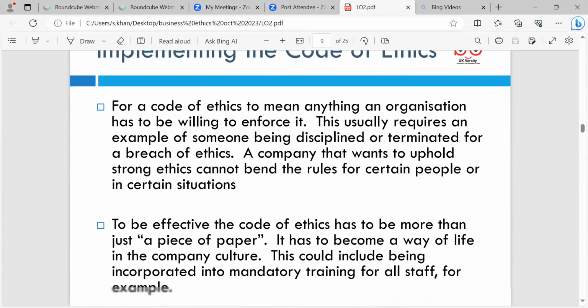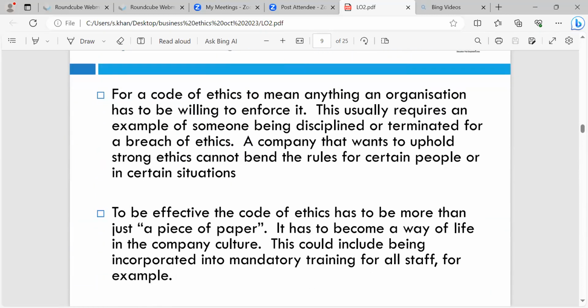Implementing the code of ethics. For a code of ethics to mean anything, an organization has to be willing to enforce it. This usually requires an example of someone being disciplined or terminated for a breach of ethics. A company that wants to uphold strong ethics cannot bend the rules for certain people in certain situations. So it's so important that any organization shouldn't be doing things that are unethical.